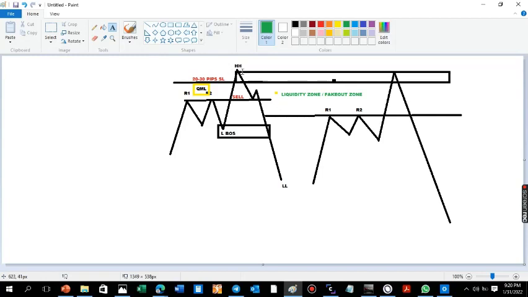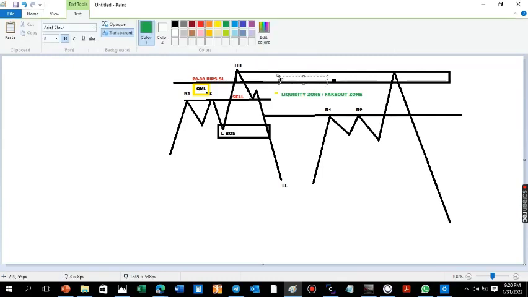Wait for this to be taken out. Wait for this level, this void here, to be filled. Once the void has been filled, then you can go ahead and wait for your confirmation to sell at that level. Very, very, very important.